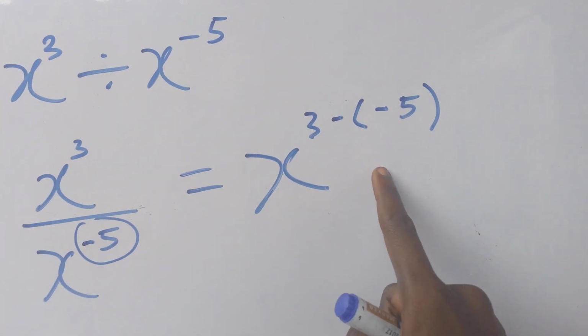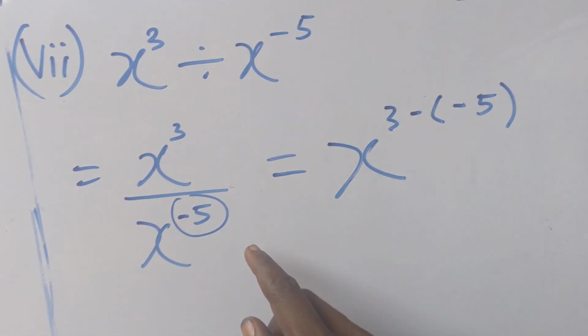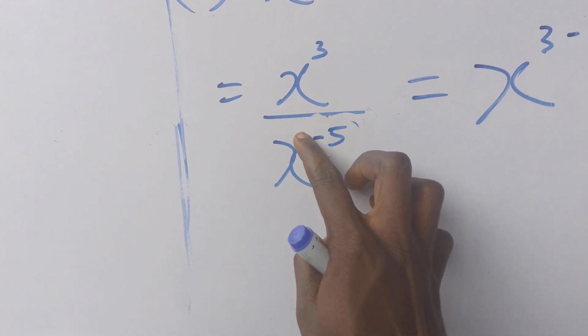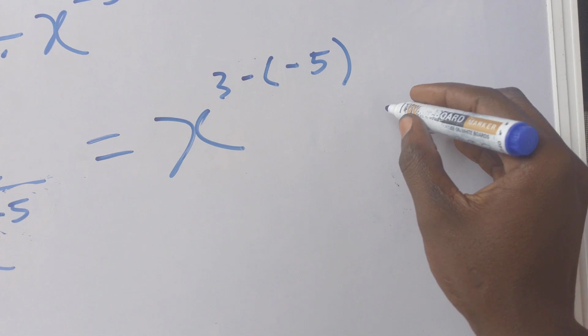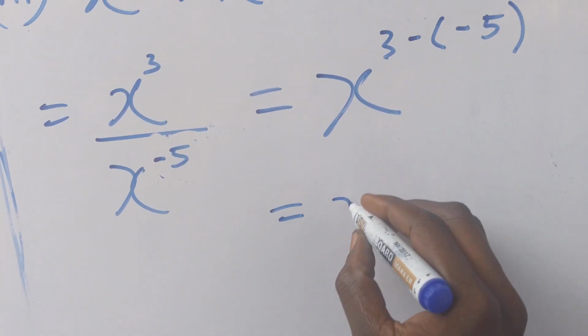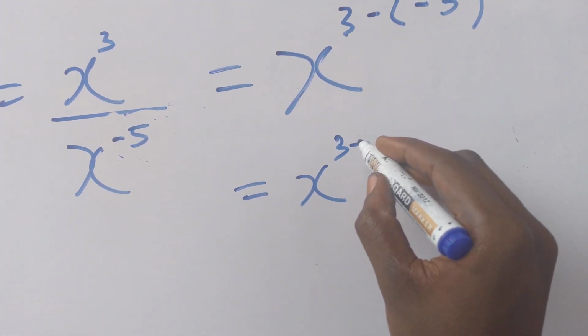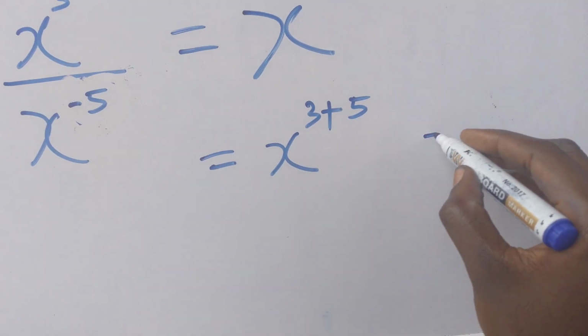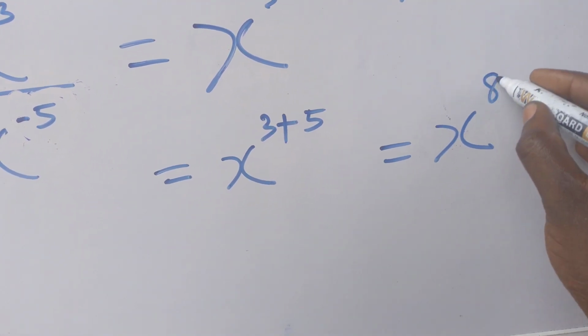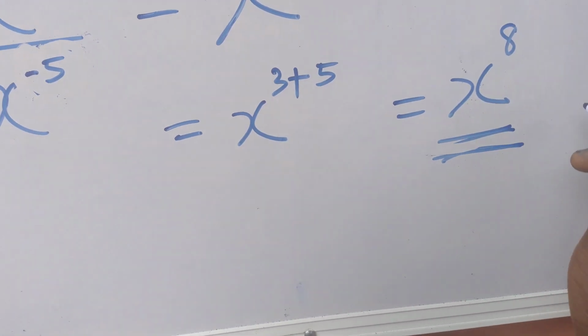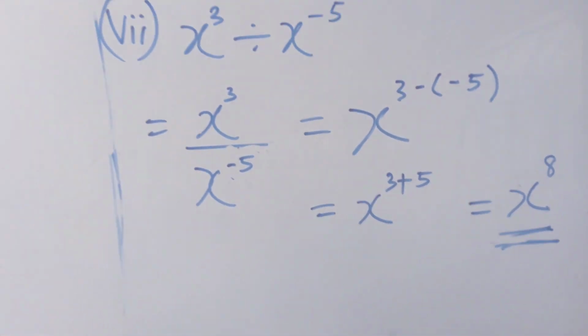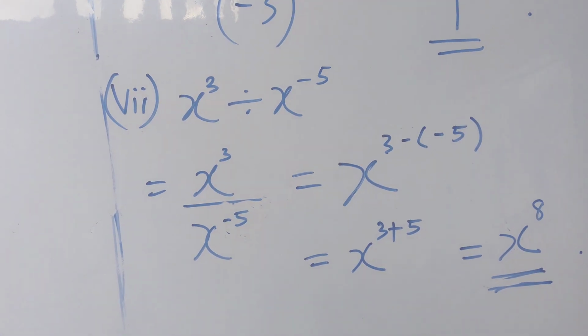So that is x raised to power 3 minus minus 5. Take note, I'm subtracting this from this, and minus times minus is a plus. So this will be equal to x raised to power 3 plus 5, which gives me x raised to power 8. Final answer, x raised to power 8. Alright, so we look at the next question.